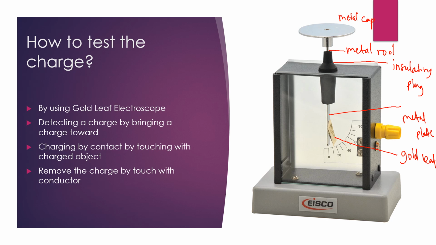The electroscope is surrounded by a glass window, and there will be a wooden or metal case, an insulator. The case can be wooden or metal. If it is metal, then you have to make sure that the electroscope is grounded.